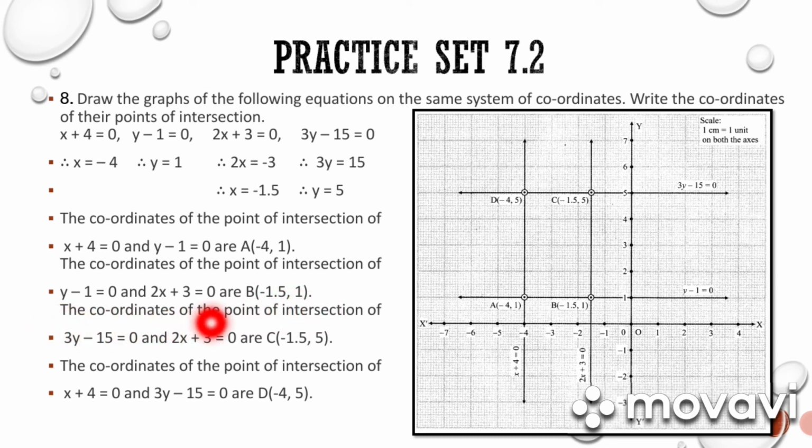The coordinates of the point of intersection of 3y - 15 = 0 and 2x + 3 = 0 are C(-1.5, 5). And the coordinates of the point of intersection of x + 4 = 0 and 3y - 15 = 0 are D(-4, 5).